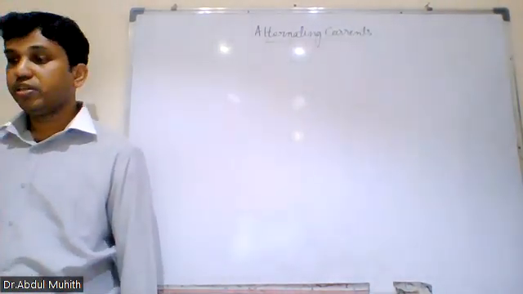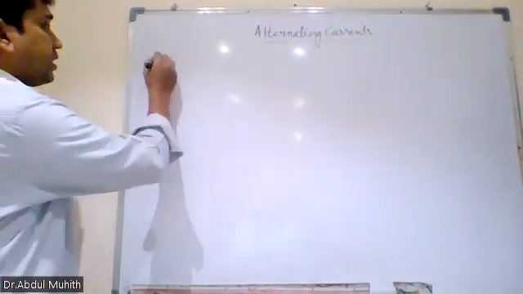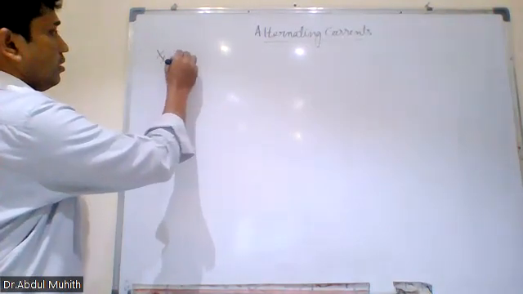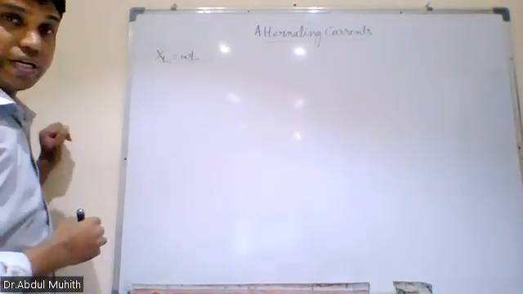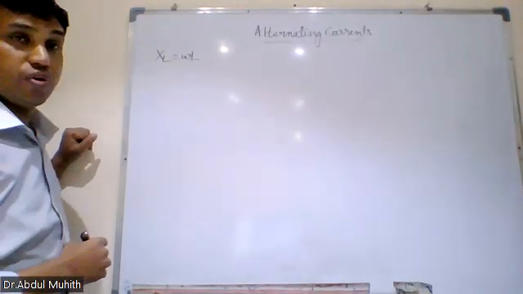Is that clear? Now there is an XL. What is XL? Inductive reactance. Very good. XL is inductive reactance and current lags voltage by 90 degrees.